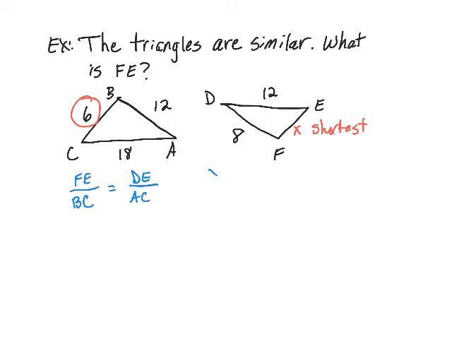So if I say x over 6 is equal to 12 over 18. Smallest over smallest, biggest over biggest. Small triangle, big triangle. Small triangle, big triangle. So you have to have consistency when you set up the proportion. All right, if I cross multiply, I get 18x is 72, and it looks like x is going to be 4, which should make sense because that should be the smallest number, and 4 is the smallest number.